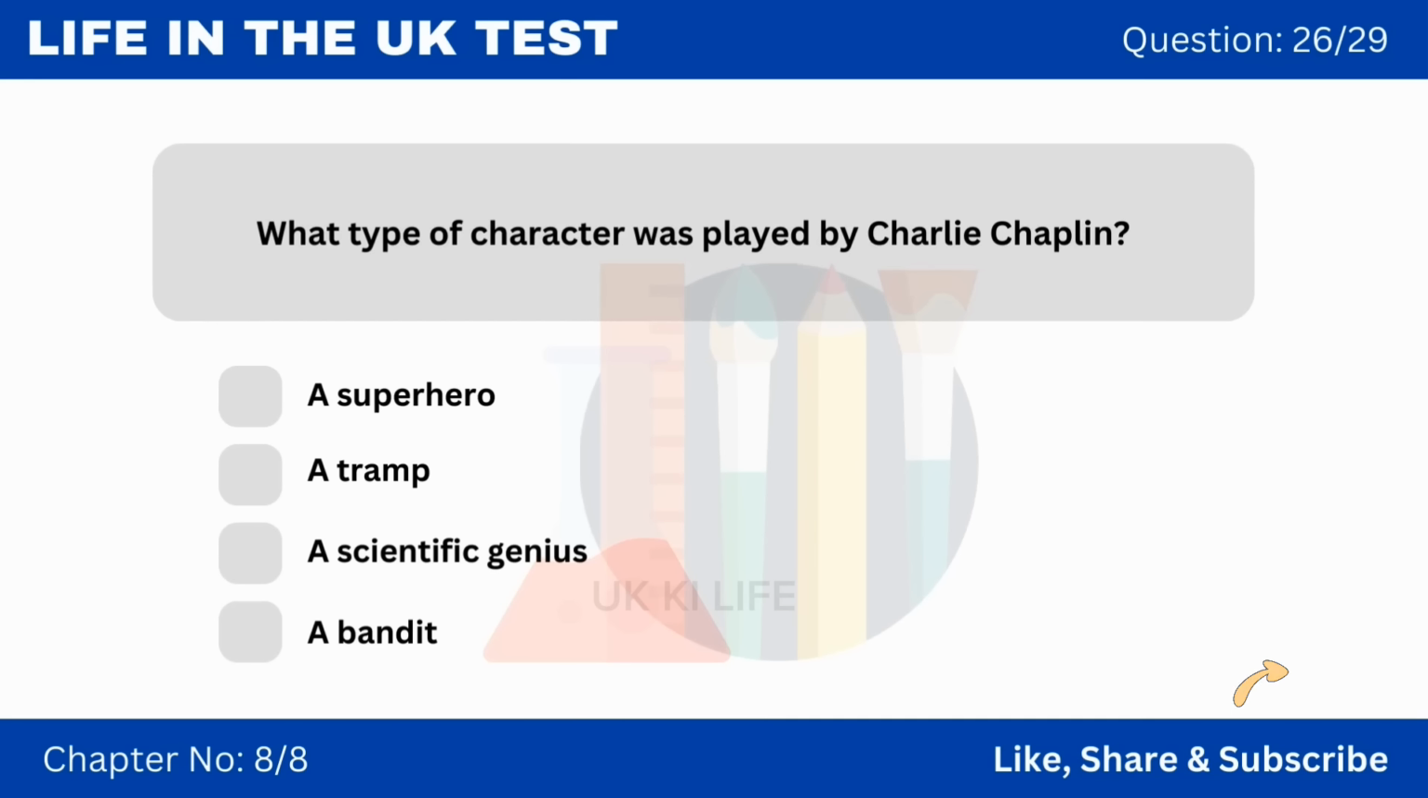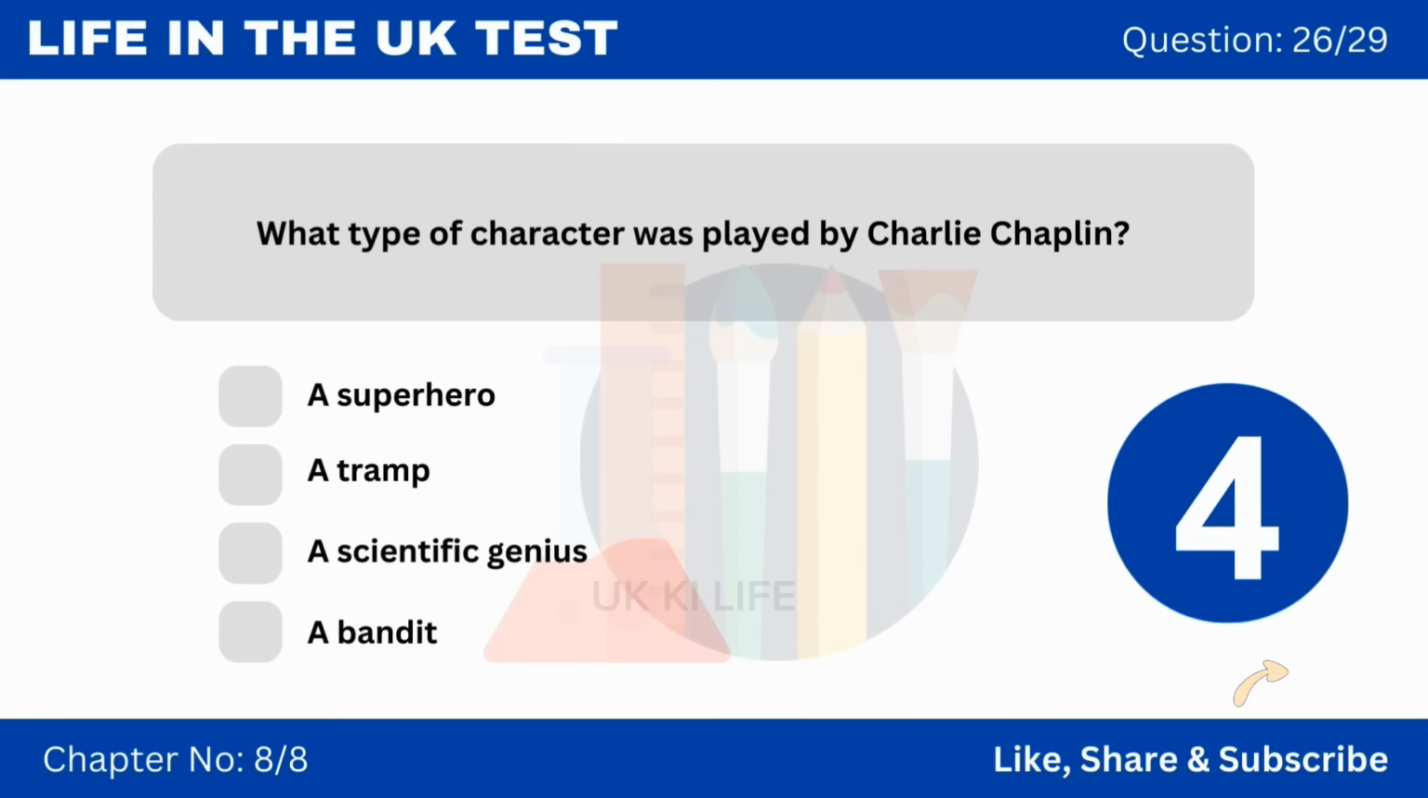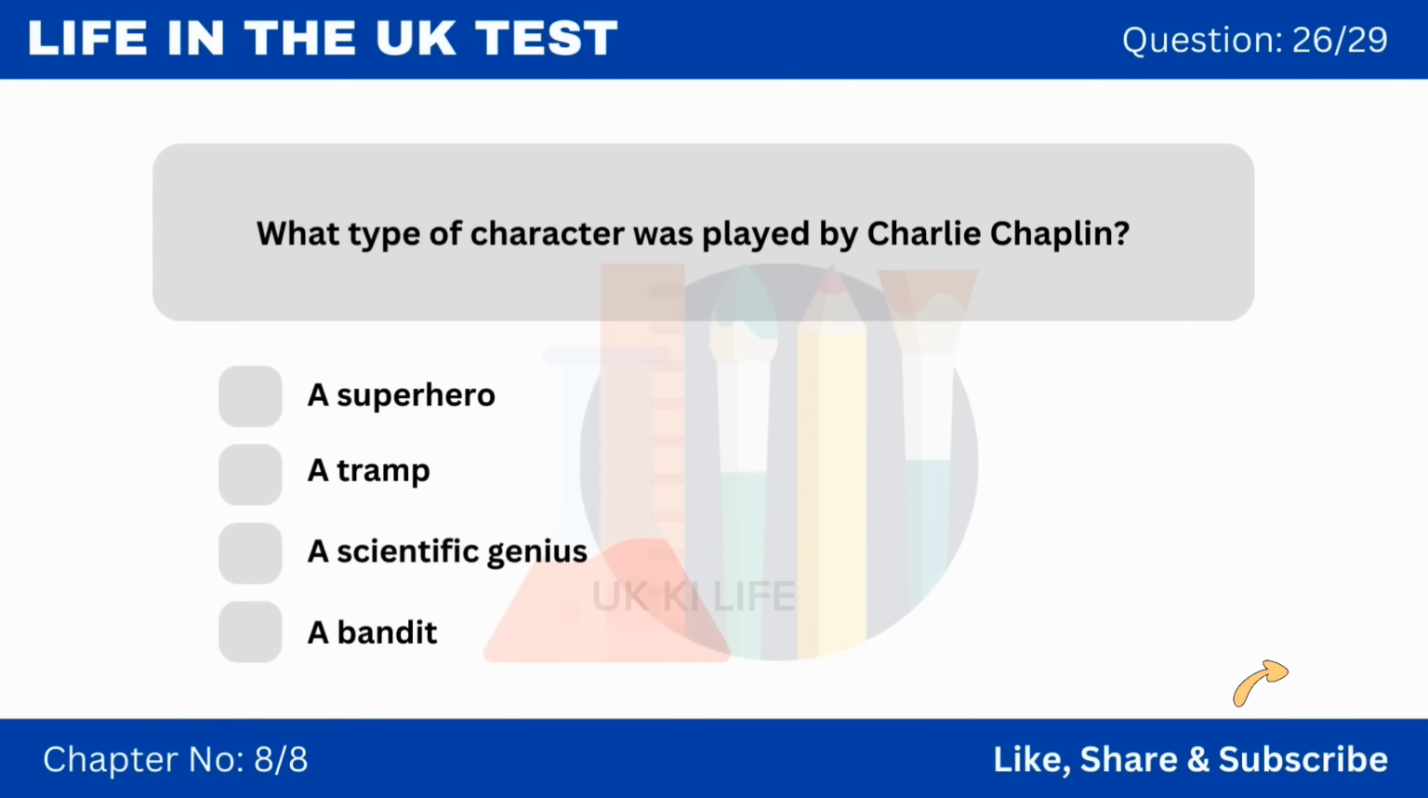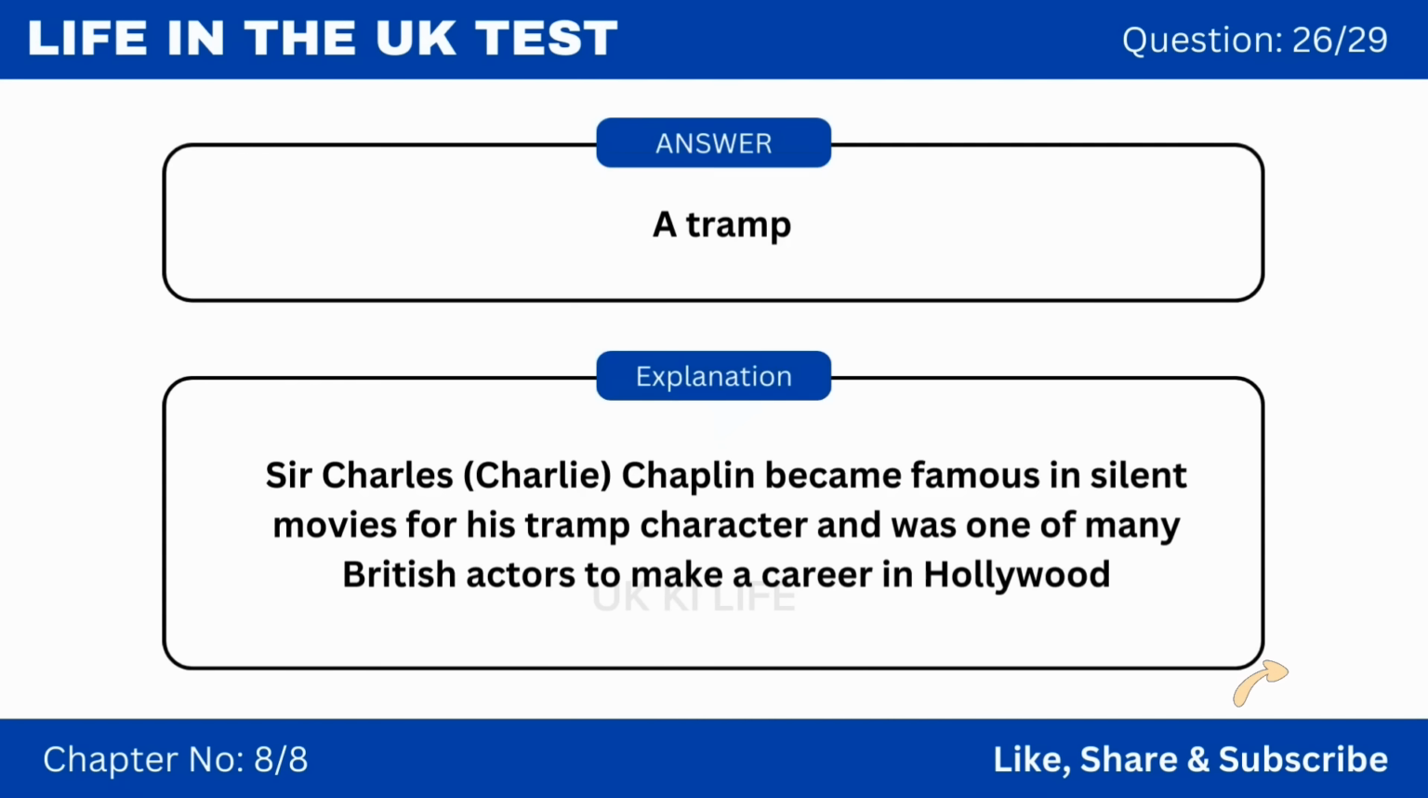Question 26. What type of character was played by Charlie Chaplin? A superhero, a tramp, a scientific genius, a bandit. The correct option is B. Explanation. Sir Charlie Chaplin became famous in silent movies for his tramp character and was one of many British actors to make a career in Hollywood.